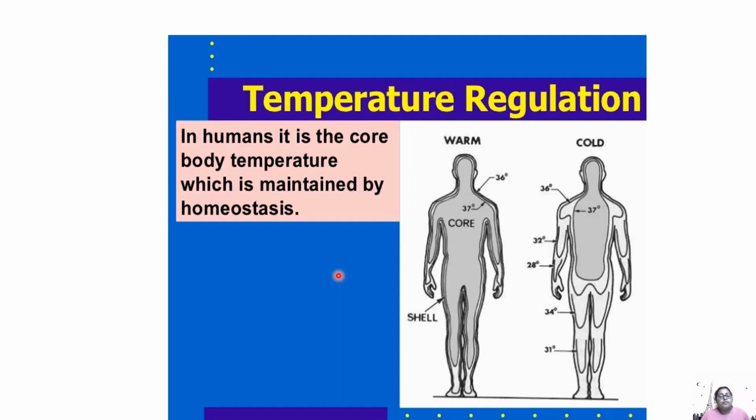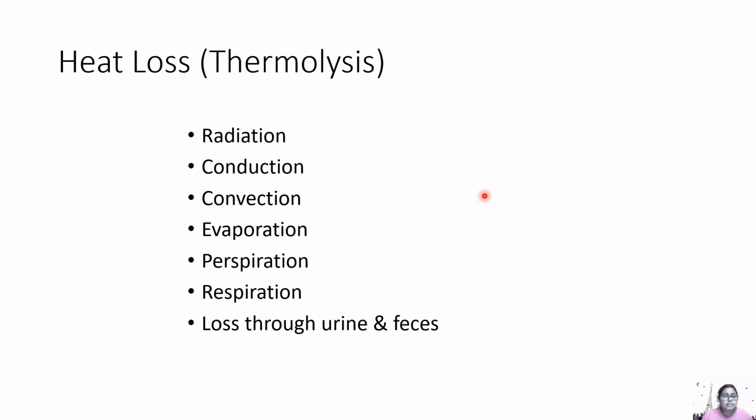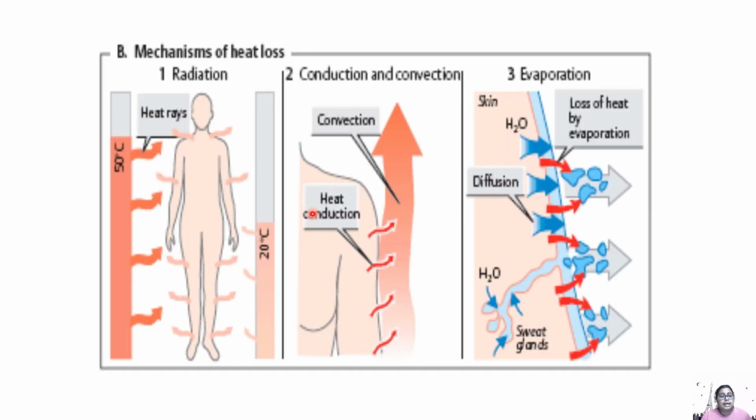I've already talked about how temperature regulation happens in humans. It is the core body temperature which is maintained by homeostasis, mostly via the hypothalamus. The control of it is with the hypothalamus, which basically links the endocrine system with the nervous system. Also, for heat production, we have talked about brown fat and chemical thermogenesis. Also heat loss, we have talked about these scenarios.